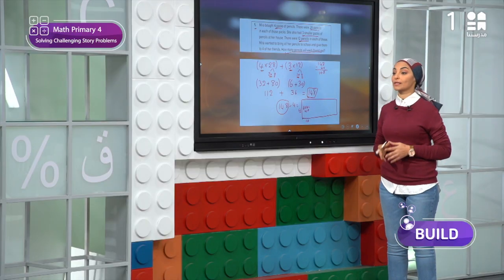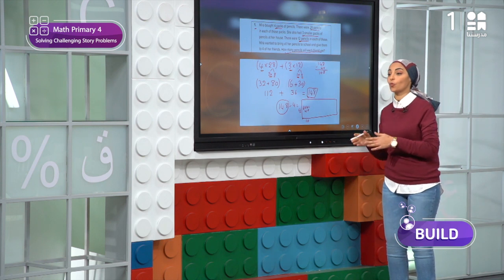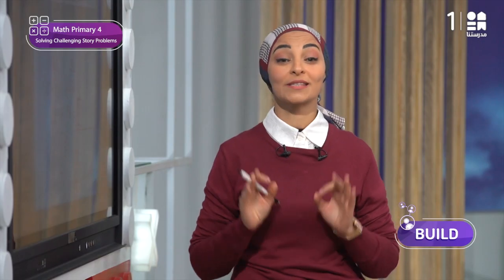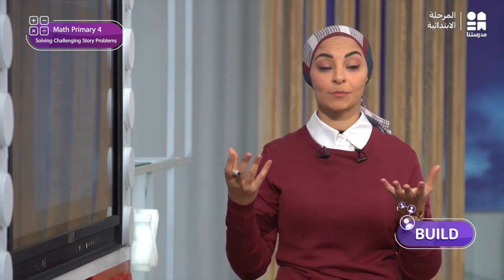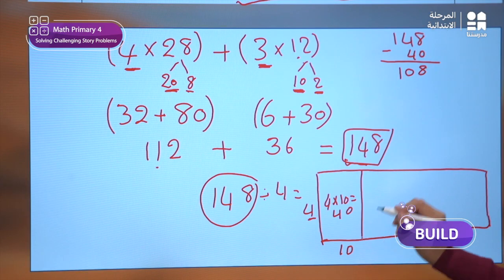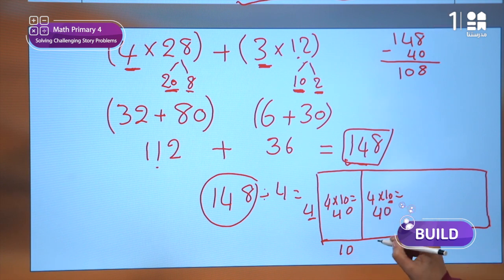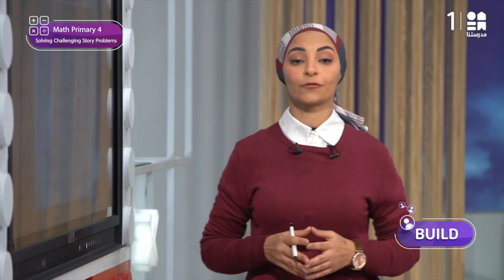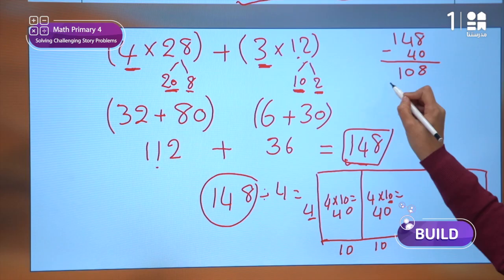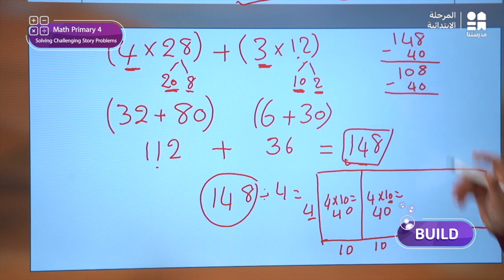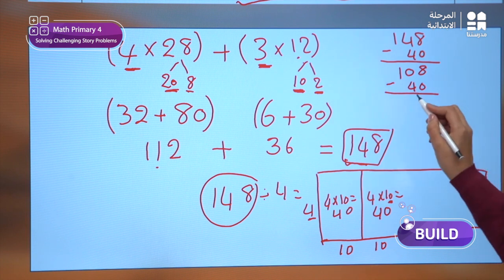Then, what should I do? In the same way, I will continue decomposing the number. I can use the same multiple twice. So I can do 4 times 10 equals 40 again. I will write it again, and I will put this 10 down as you see here. Again, I will subtract 40 from 108. Here 108 minus 40 gives me what? 108 minus 40 gives me 68, right?